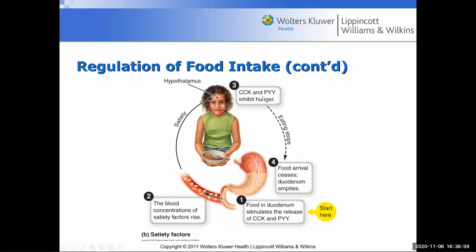So here we see CCK and PYY inhibit the hunger. These hormones are released into the blood, of course, once your stomach is full, and they send a signal of satiety to the brain. In other words, it tells the brain that you are filled. So now CCK and PYY inhibit the hunger process, or pangs as it were, and so eating stops. So that is very important.